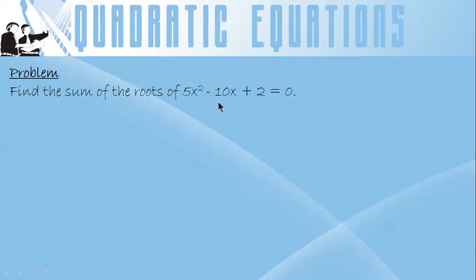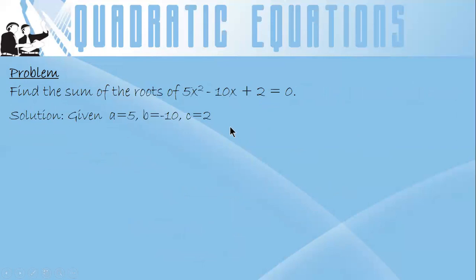Next: find the sum of the roots of 5x squared minus 10x plus 2 equal to 0. So, I will use the quadratic formula, and then check it against the properties. Let's see if the property is an advantage.